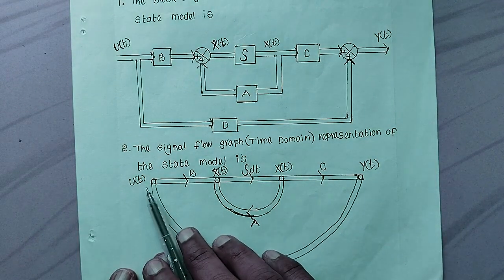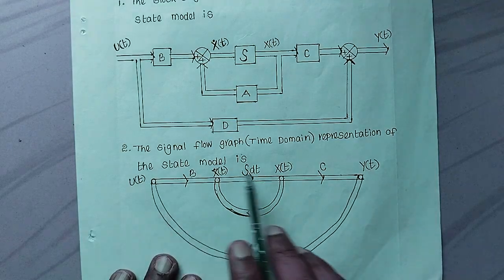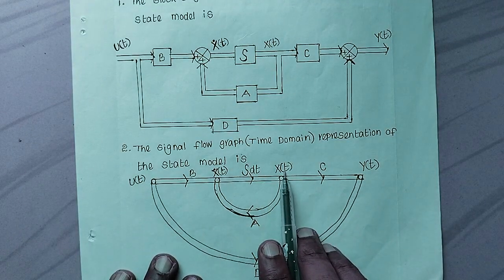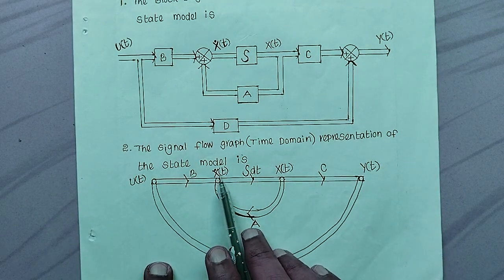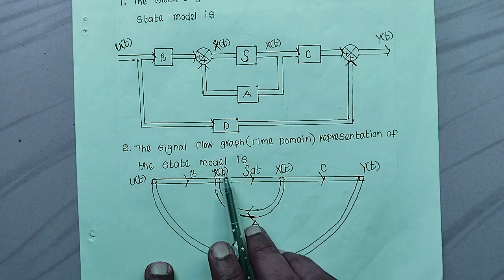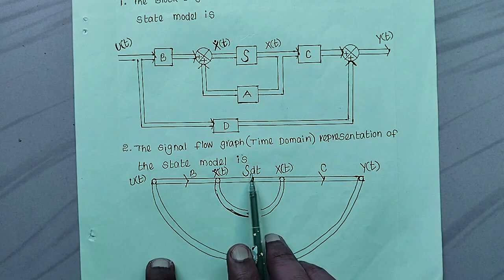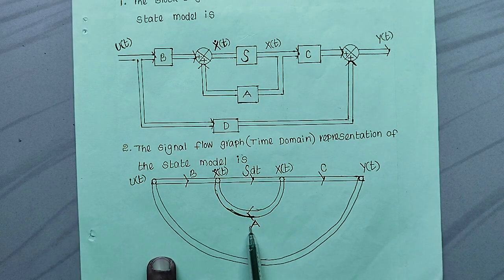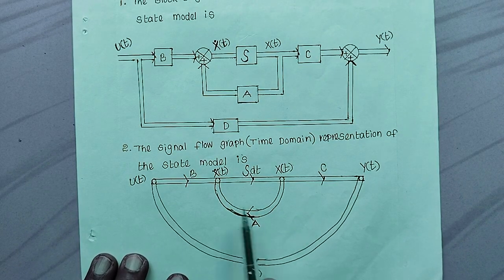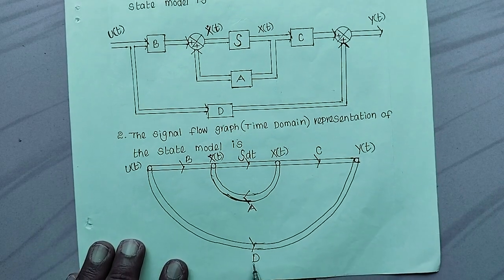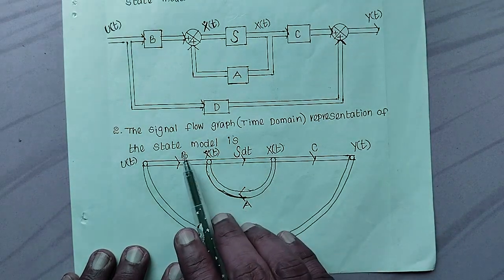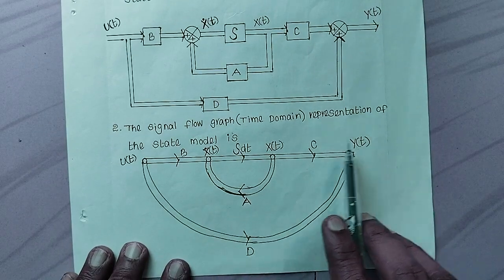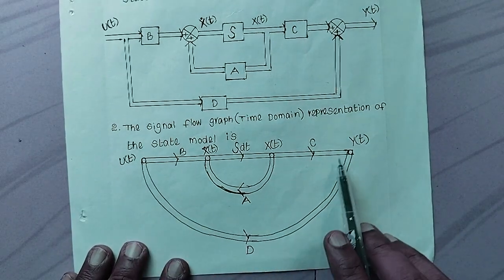Here the different variables are: u of t is the input, y of t is the output, x of t is the state variables, and x dot t is the differentiation of state variables. The relation between x dot t and x of t is, if you take integration of x dot t, you get x of t. A is the state matrix, B is the input matrix, C is the output matrix, and D is the transmission matrix. So x dot t equal to a x of t plus b u of t, y of t equal to c x of t plus d u of t.